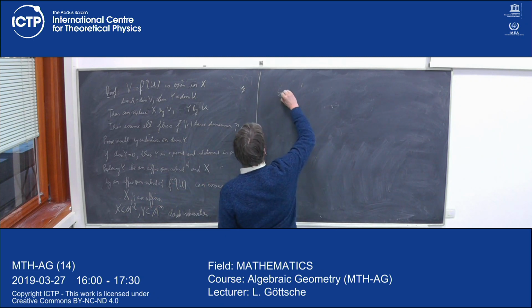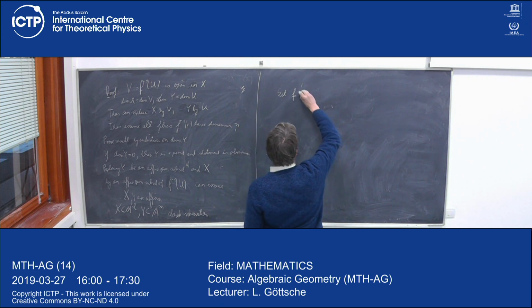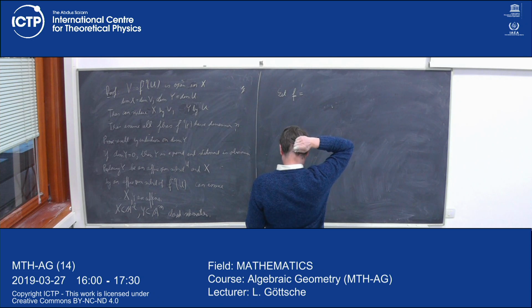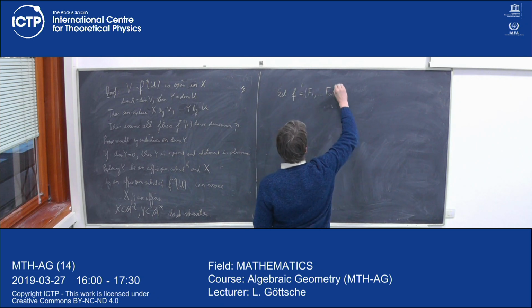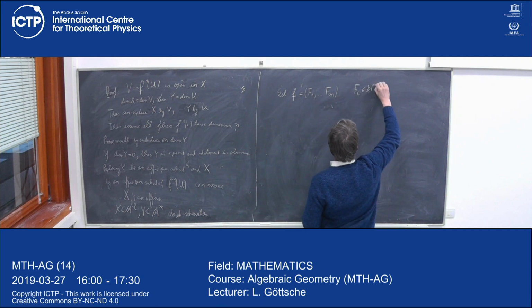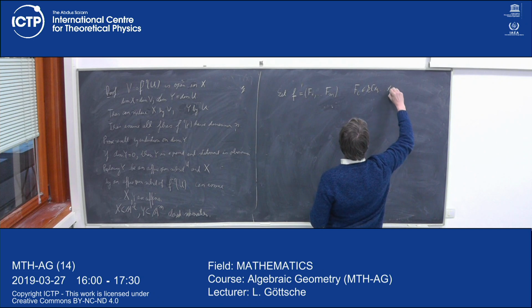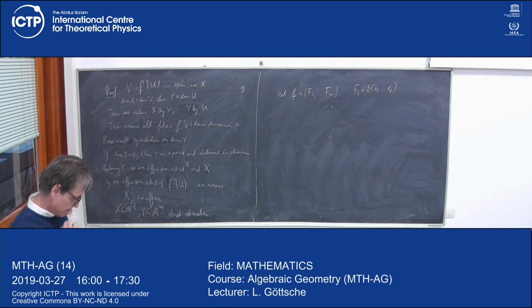So let f, mapping to affine m-space, be given coordinate-wise by some polynomials. So this is f1 to fm. So the fi are some polynomials. This is how such morphisms are given.